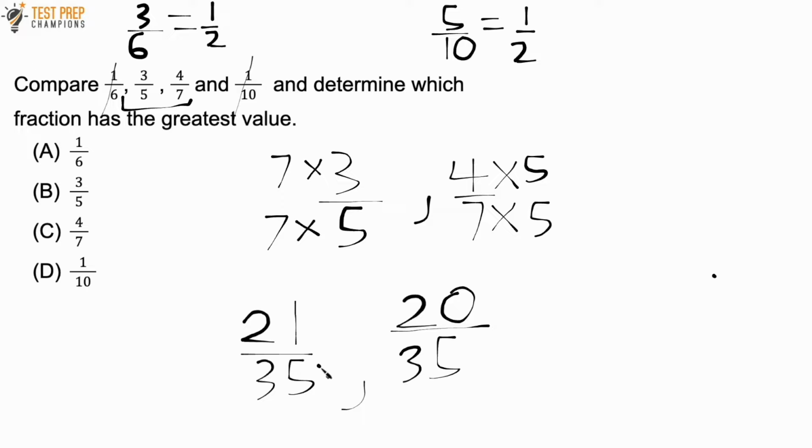So now that these fractions have the same number in the denominator, all we have to do is look at the number in the top of each fraction and see which one's bigger. So we've got 21, and here we've got 20. Well, 21 is a bigger number than 20. So that tells me that 3 over 5 is bigger than 4 over 7. So when all is said and done here, we see that 3 over 5 emerged as the greatest value. So B is the correct answer here.